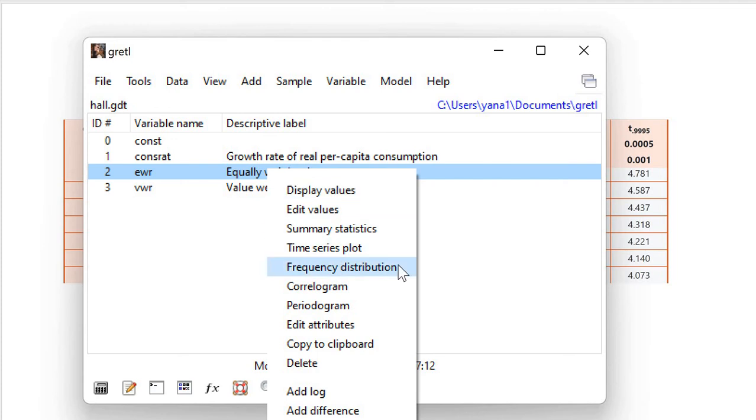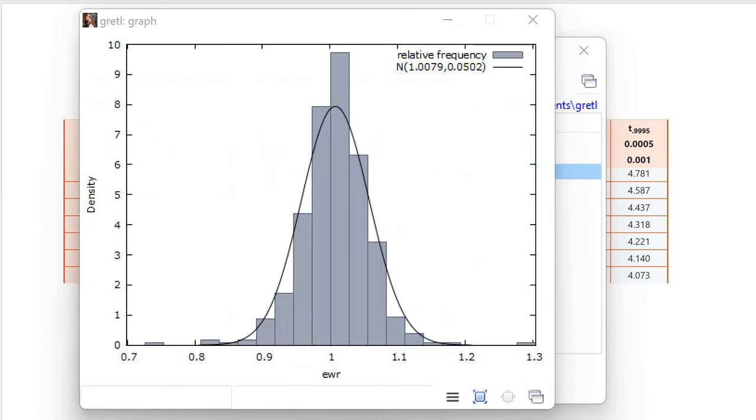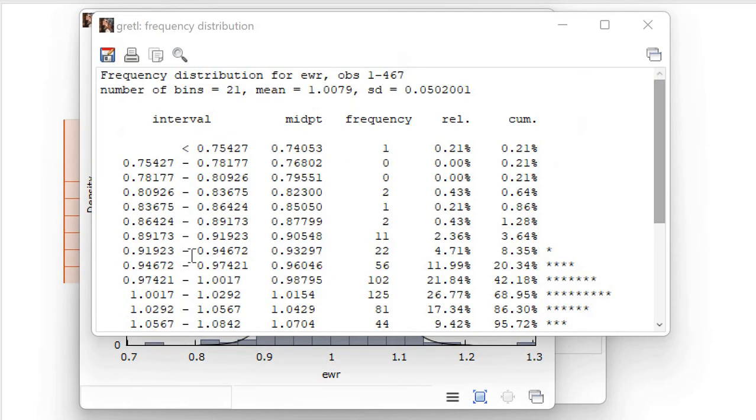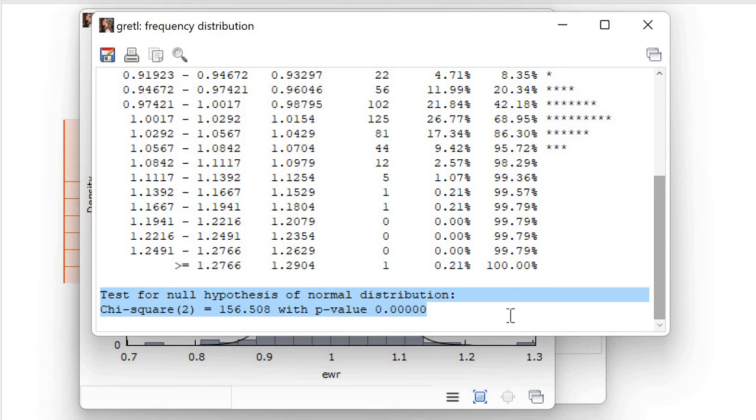We have to click frequency distribution, and we want to test against normal distribution. So yes, here we are. And we can also take a look at more precise data. Give me a second. So this is information about cumulative probabilities. This is not something we're interested in. So this is what we're interested in. Test for null hypothesis of normal distribution.